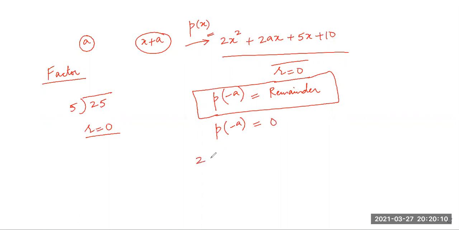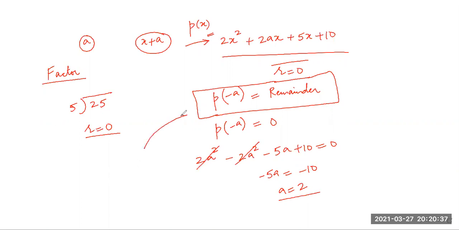So I will get p of minus a: instead of x, I'll put minus a. Right. So 2a squared minus 2a squared, minus 5a plus 10 is equal to 0. So this cancels out and I will get minus 5a is equal to minus 10, giving a is equal to 2. Right. So these are some sums where your previous knowledge is important. So enjoy maths and you will have a good grip on physics also.